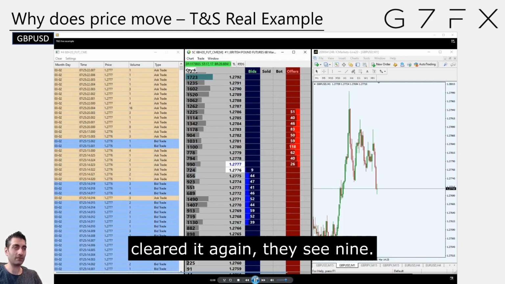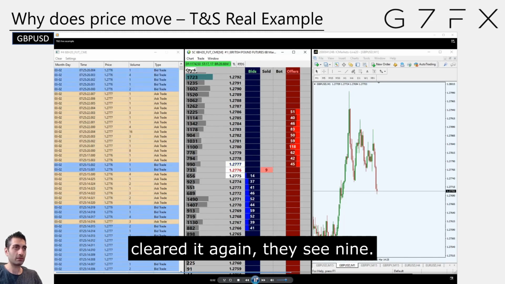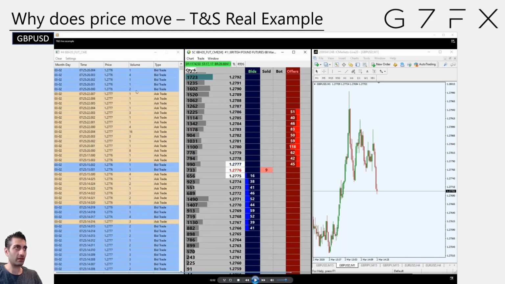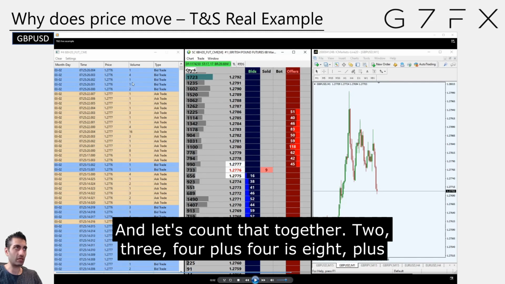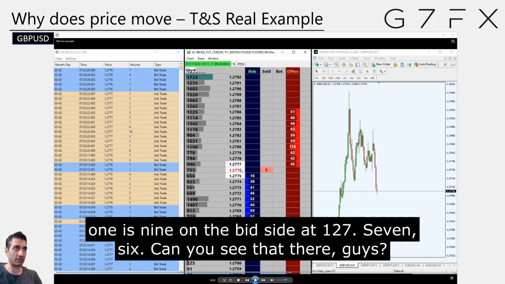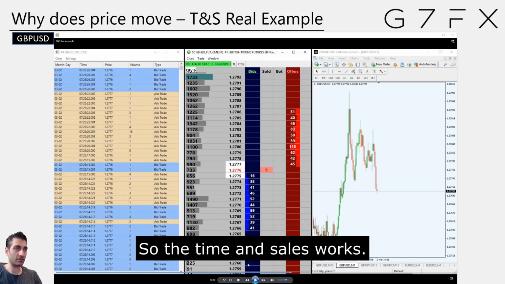So I've cleared it again. There you see 9. And let's count that together. 2, 3, 4. Plus 4 is 8, plus 1 is 9 on the bid side at 127.776. Can you see that there, guys? That's how the time and sales works.